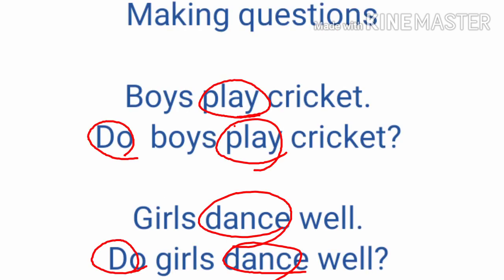Now let's see sentences. Boys play cricket. What's the verb? Play is the verb. Play is equal to do plus play. Pick do, place it in front. Do boys play cricket? Girls dance well. The verb is dance. Do plus dance is dance. So put do in front of the sentence. Now the question is, do girls dance well?